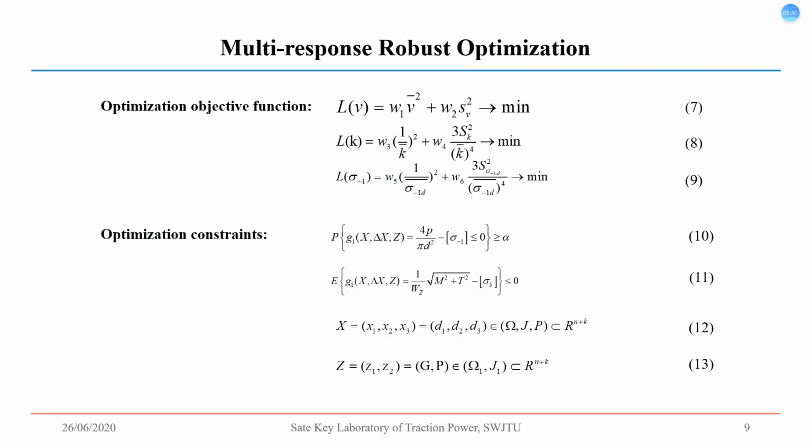To achieve robust optimization, we try to reduce the variation and the error between the actual volume and the target volume of the anti-rolling torsion bar, volume or weight, stiffness, and so on, so we can get the optimization objective formulation expressed in equation 7, equation 8, and equation 9, and we can get the optimization constraints as shown in equation 10, equation 11, equation 12, and equation 13.